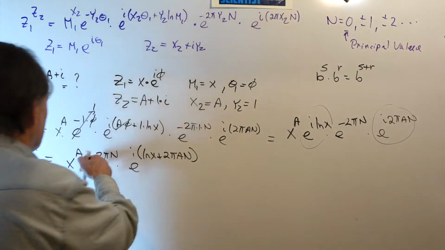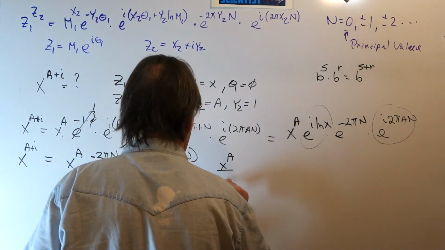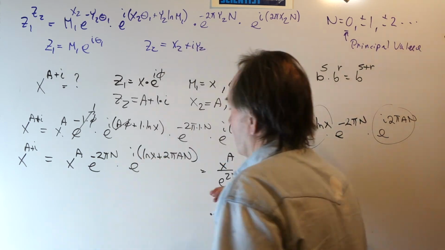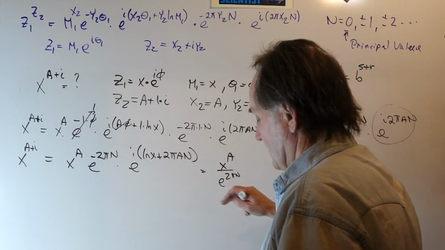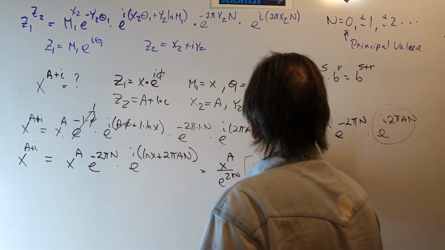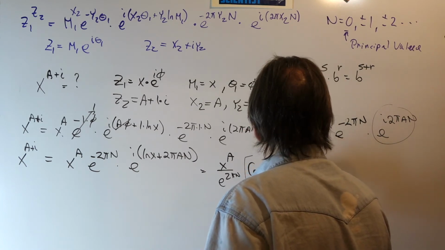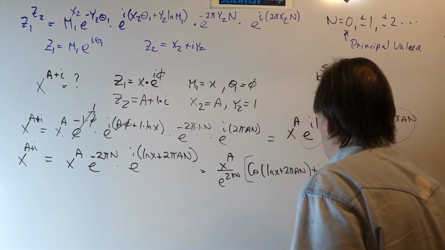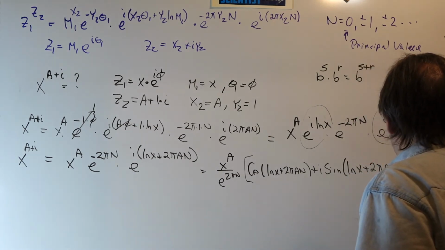We could bring this into the denominator and write it as x to the a over e to the 2 pi n. And then we can write this out using Euler's formula in trigonometric form if we want to. So this would become the cosine of natural log of x plus 2 pi a n, plus i times the sine of natural log of x plus 2 pi a n.